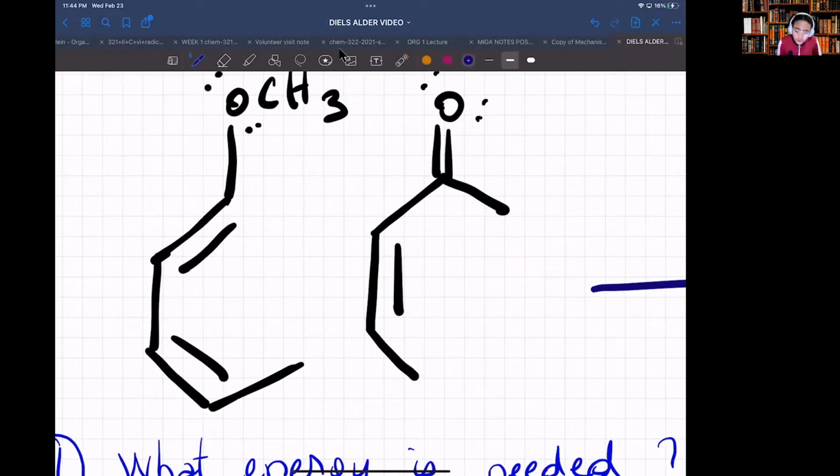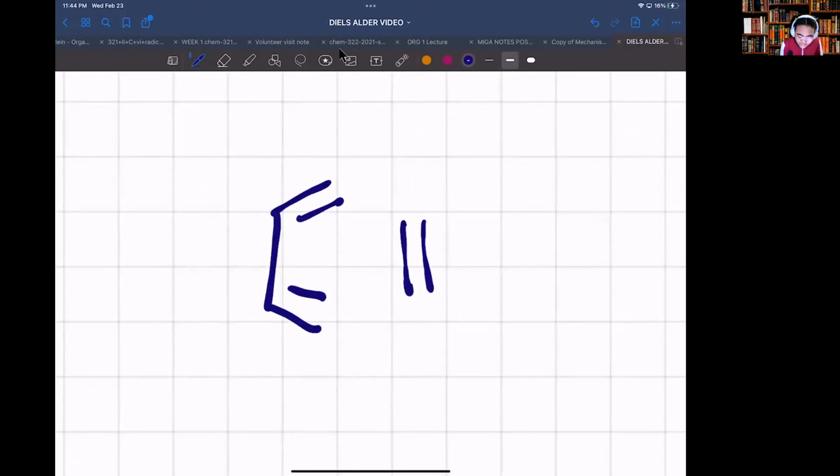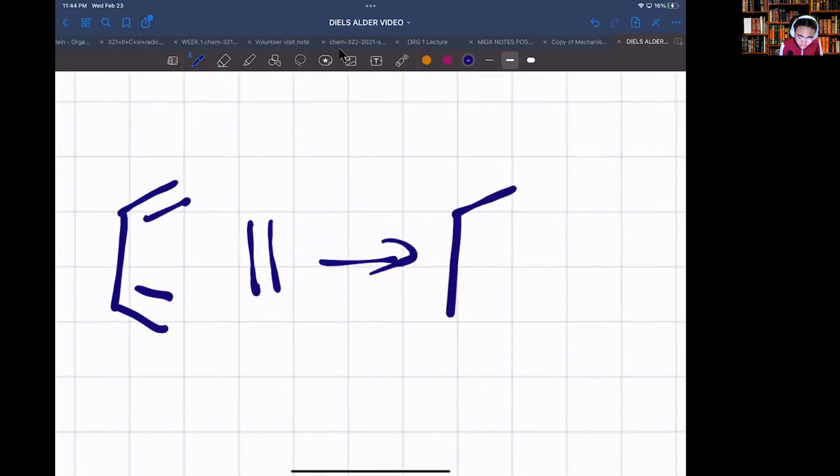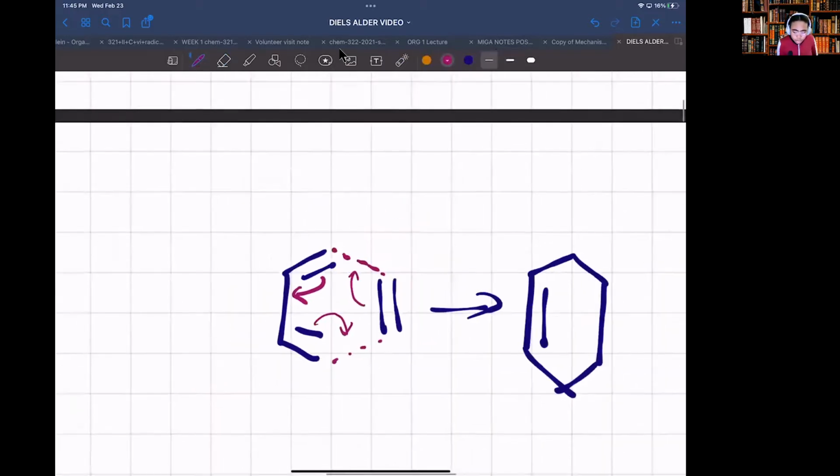Again, the only thing to say is that in a cycloaddition, a diene and a dienophile come together to form a six-membered ring, a cyclohexene. Why? Because we will have a nice interaction here. It's a nice concerted mechanism, right? Here and that one here will come together and close that ring.